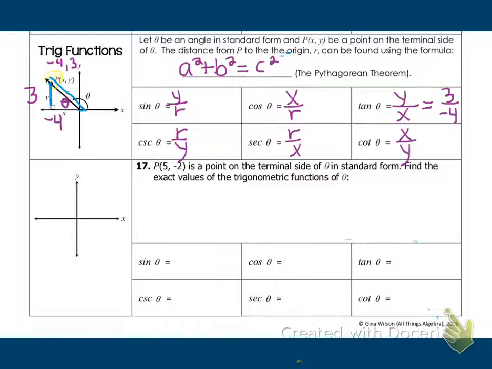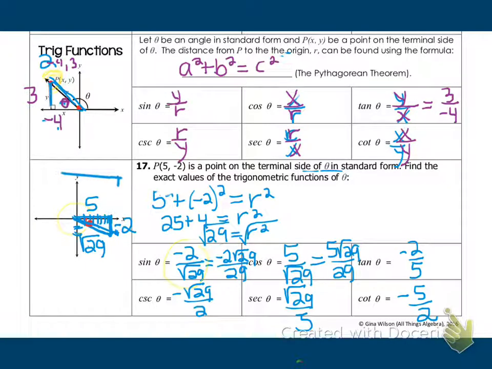So let's take a look at creating one of these triangles by plotting the point 5, negative 2 on the terminal side of theta in standard form. If I wanted to plot the point 5, negative 2, that means I'd have to go 5 units to the right, and then I'd have to go 2 units down, which would put me in this fourth quadrant. Then connecting that point to the origin, and because that angle started on the x-axis, we always create that triangle going back to the x-axis. So this is what that would look like.